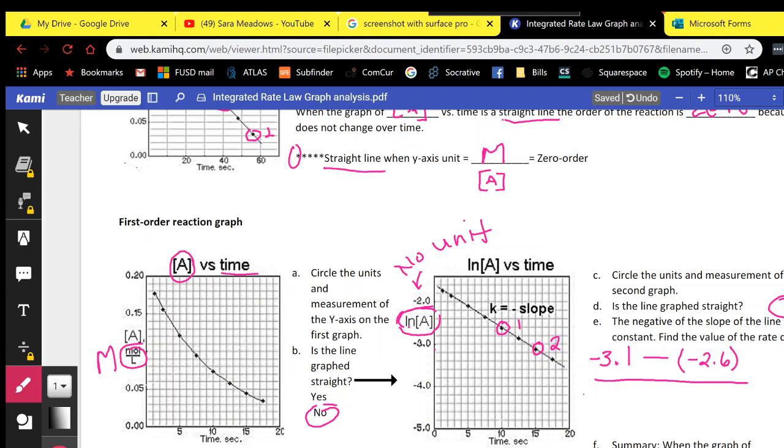And then our x values would be about 15 minus 10 seconds. And again, we're going to make this whole thing negative, change the sign. So -3.1 minus -2.6 divided by 15 minus 10. I'm going to flip the sign. I get 0.1, and that is 1/seconds.